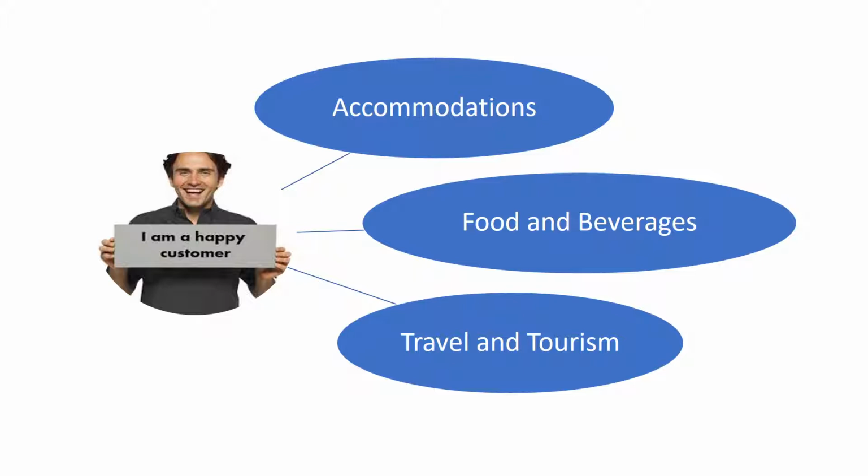It has three main areas. We're talking about accommodations, food and beverage, and travel and tourism. But these areas are also composed of restaurants, hotels, motels, bars, nightclubs, theme parks, transportation services, cruise lines, event planning, and others. But they all have one thing in common, one main reason why the hospitality industry exists, and that is to make the customer happy.